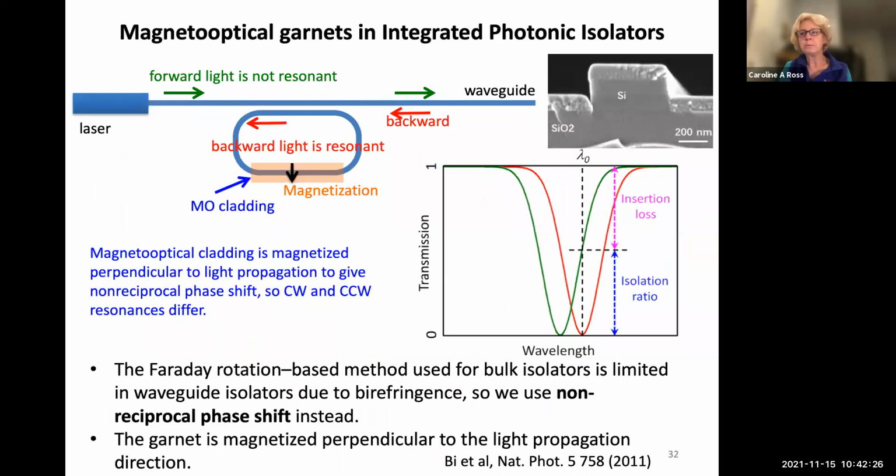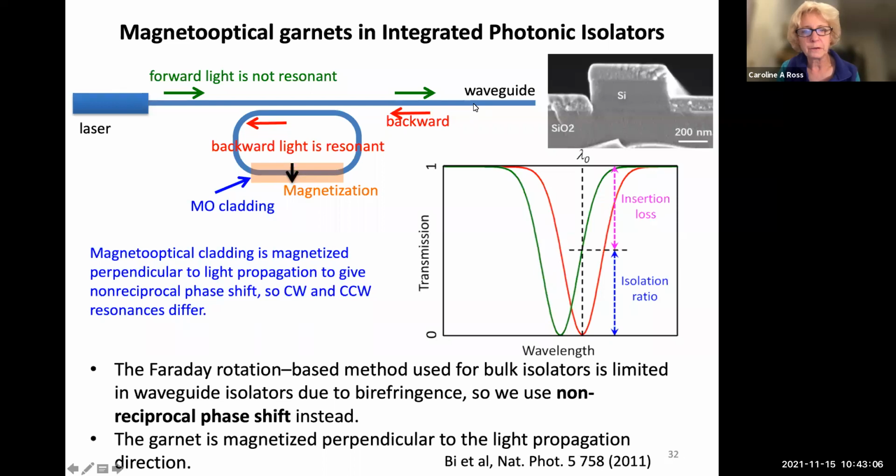Let's look at how we can put them into a device. We can't use the kind of bulk style of isolator because it actually does not work in a thin film geometry. So we have to do something different, and we use these resonant devices like a ring resonator. Light is traveling along a waveguide, and we put a ring resonator adjacent to the waveguide. We want the forward light to be not resonant with the isolator, so it's not actually interacting with the resonator, and it just passes through.